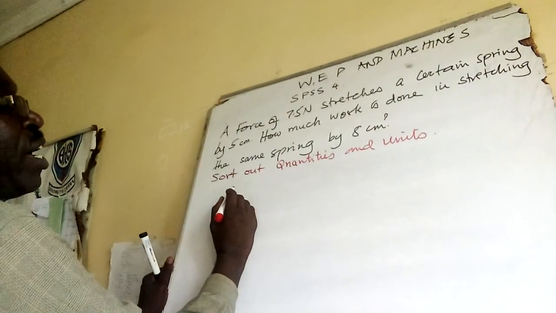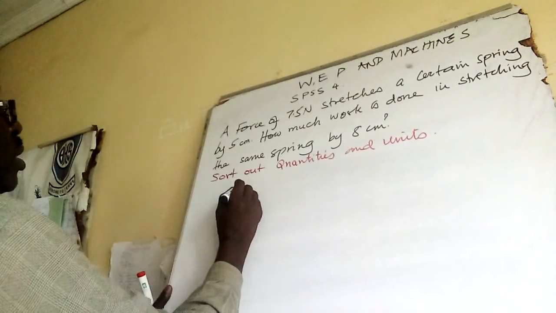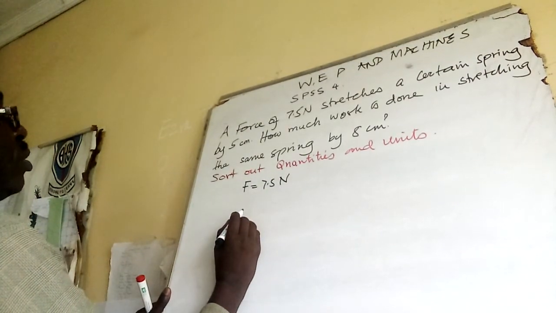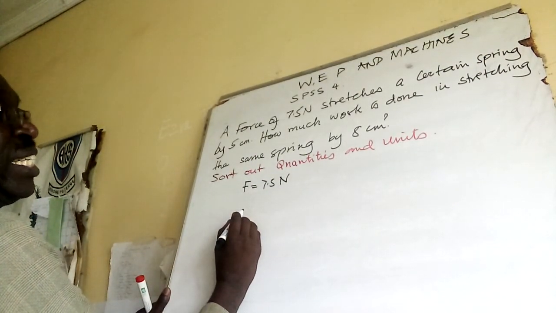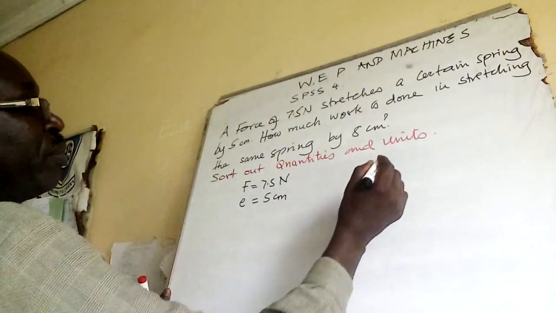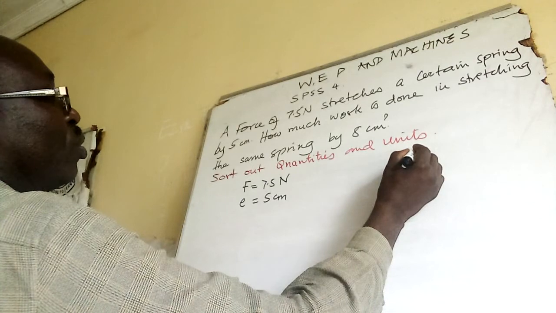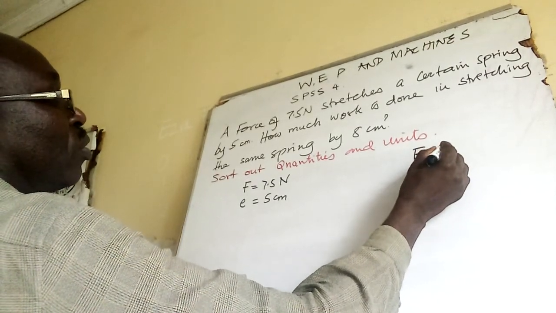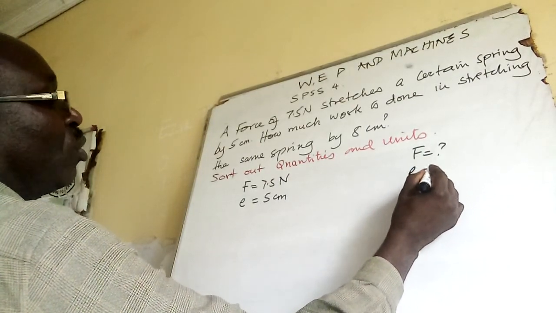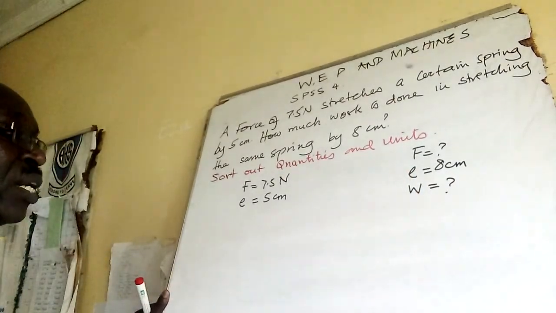So we have two scenarios here. There is a first scenario where you are given F is equal to 7.5 Newton, and then we are told it stretches by 5 centimeters. Then we have another scenario. We have F is equal to, we don't know, and then we have the extension is equal to 8 centimeters, and we are asked what is work done.